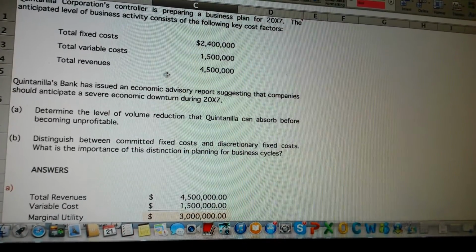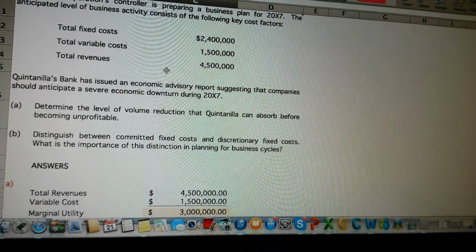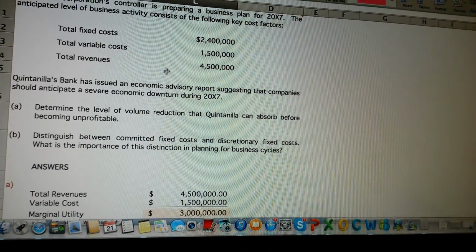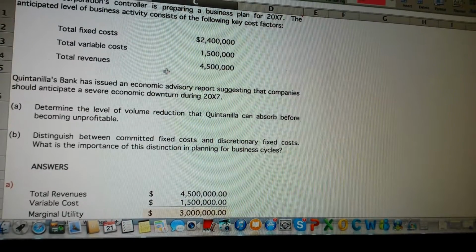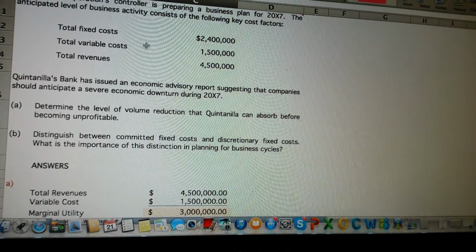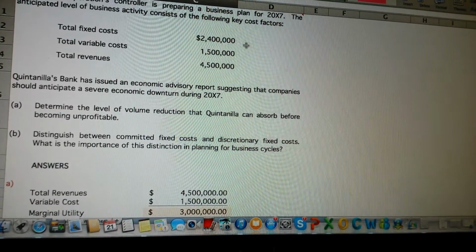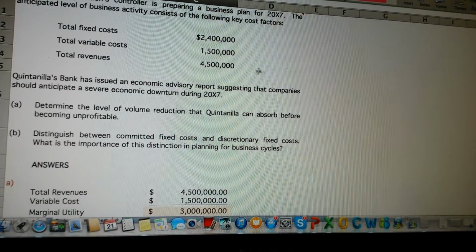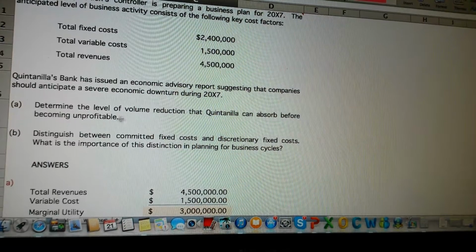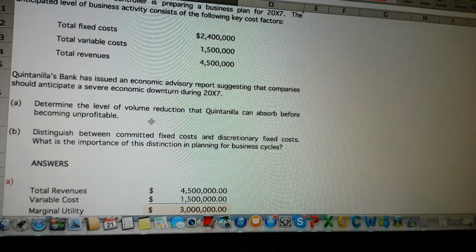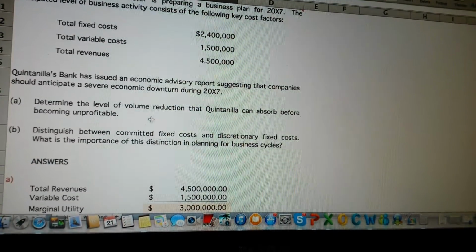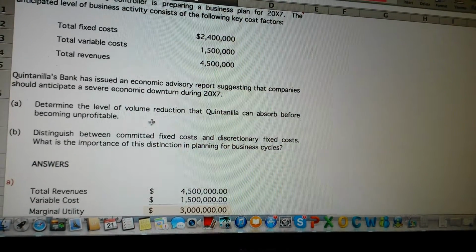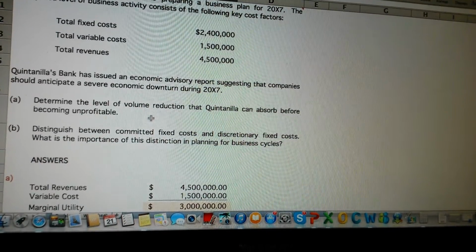B-18.07. This problem is about a company that is preparing a business comparison. We are given information about the total fixed cost, the total variable cost, and the total revenues. The first problem is to determine the level of volume reduction that Cantina can absorb before becoming unprofitable.